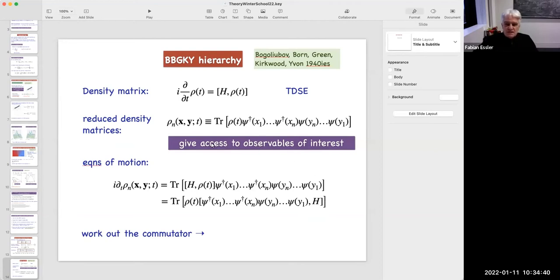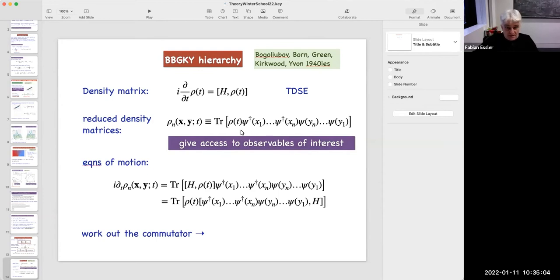Now the important point is, once you know these reduced density matrices, you can basically determine any quantity or any observable of practical interest. So once you know these, you know everything about these quantum quenches in the setup I have described.